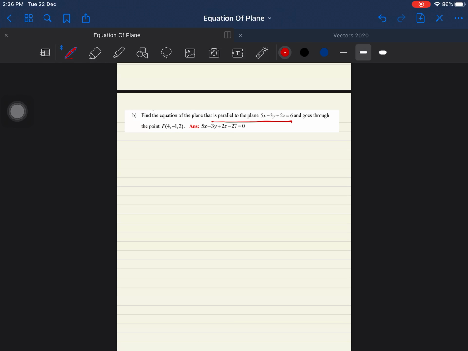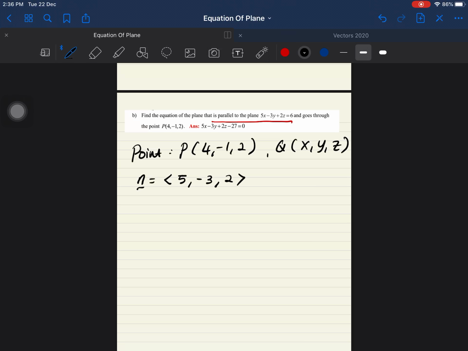So for this one, kita tahu point kita adalah, okay, your point will be P(4, -1, 2), and kita mesti let Q be (x, y, z). So what will be your normal vector? So your normal vector is equals to (5, -3, 2). Okay, kita boleh terus ambil daripada sini.